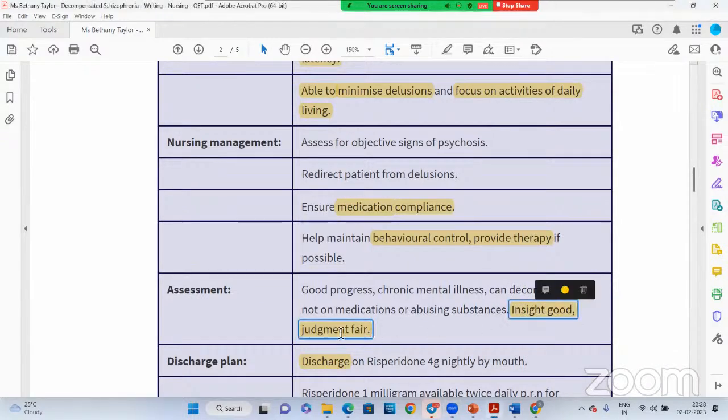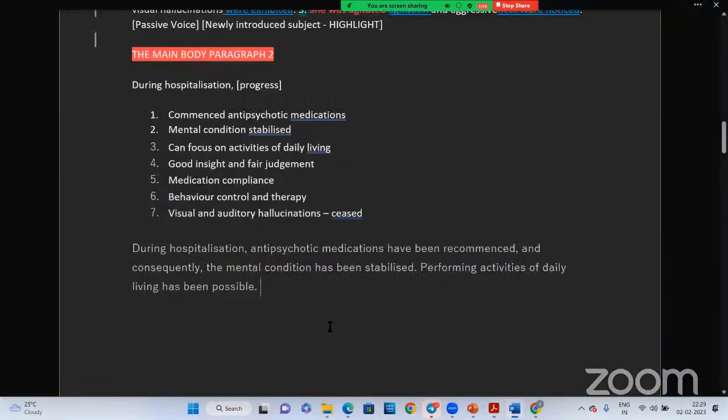Insight, good, and judgment, fair. Good insight and fair judgment, good progress. So they were noticed. Good insight and fair judgment have been observed or noticed.